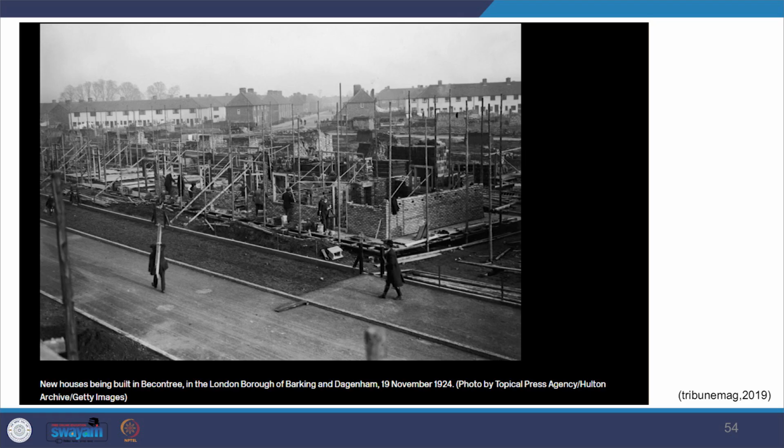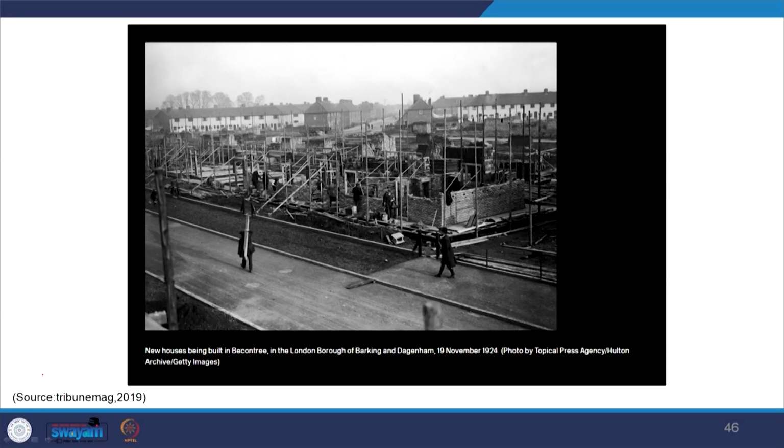We further see that in 1918, the Addison Housing Act came in. Through this act, construction of 5 lakh new homes was planned. However, only somewhere around 2 lakhs could be completed. If you see, it's almost 100 years now. So the Addison Act made working class housing a responsibility of the state and paved the way for the construction of hundreds of thousands of council homes.